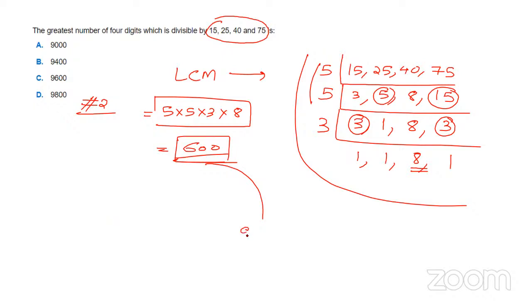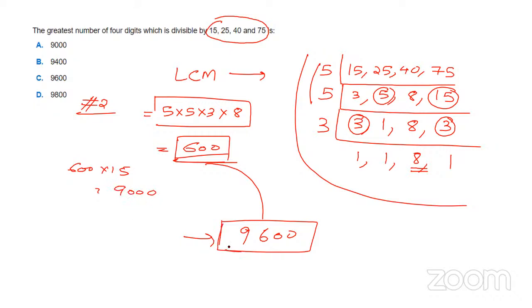I can clearly say that 600 into, let's say, 15 would be 9,000. So into 16 will give you 9,600. This is the largest multiple. 9,600 would be the largest. 600 into 15 will give you 9,000 plus one more 600. This is the largest multiple. After that, it becomes 10,200. It will be a 5-digit number. You don't need to worry about it. So your answer is option C.